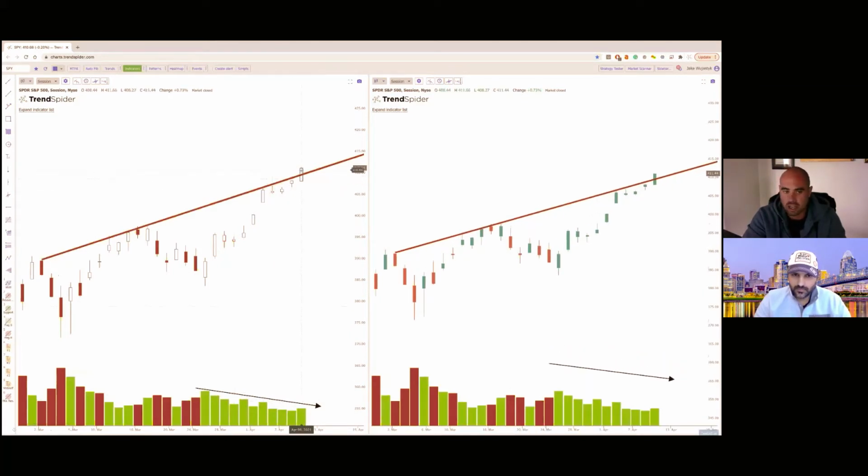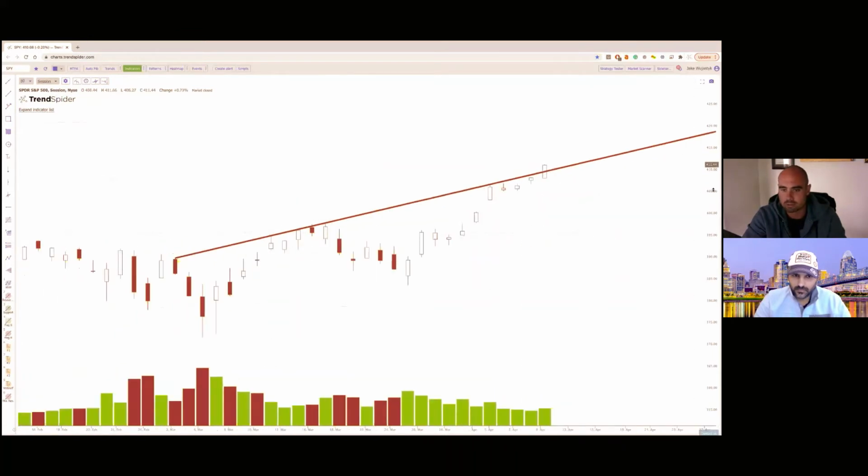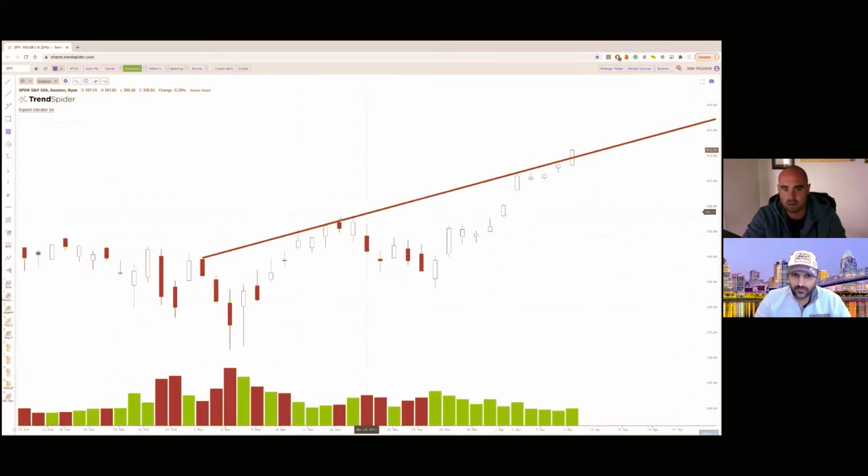We did break out of this resistance line that I think a lot of people have been watching, and we know that because it's been tested multiple times now. It's been tested quite a few times.